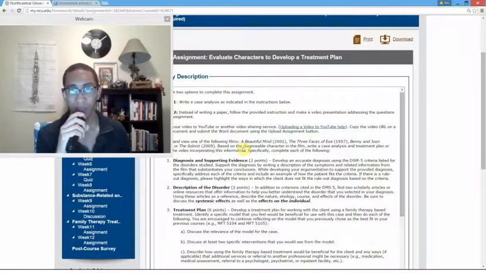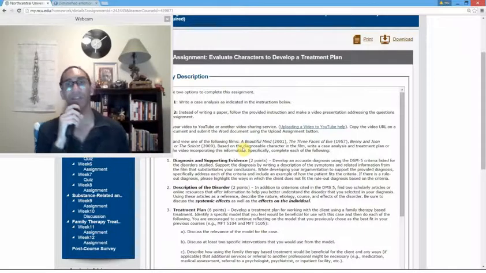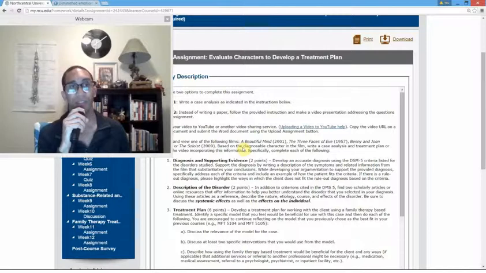Okay, and the effects of the disorder. Yeah, so I talked about the effects a lot. I'm pretty sure that was covered pretty well. I only really talked about the effects on the individual, but there are also systemic effects that the DSM doesn't necessarily cover so much.